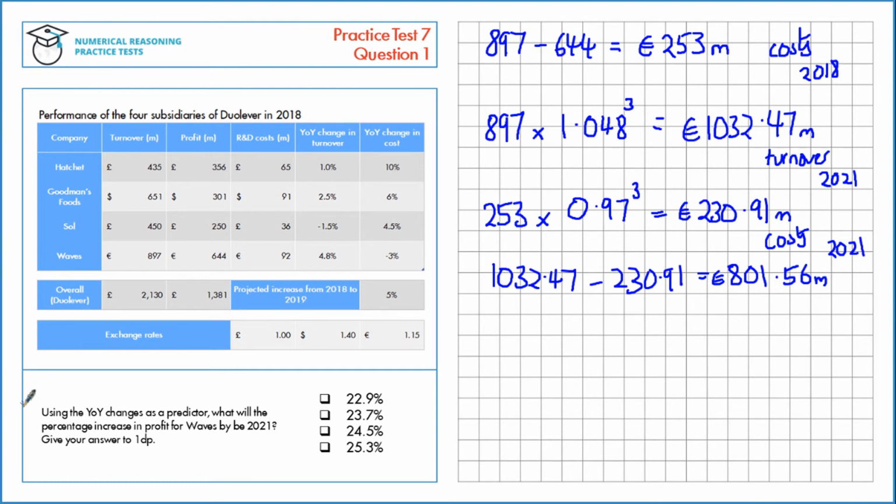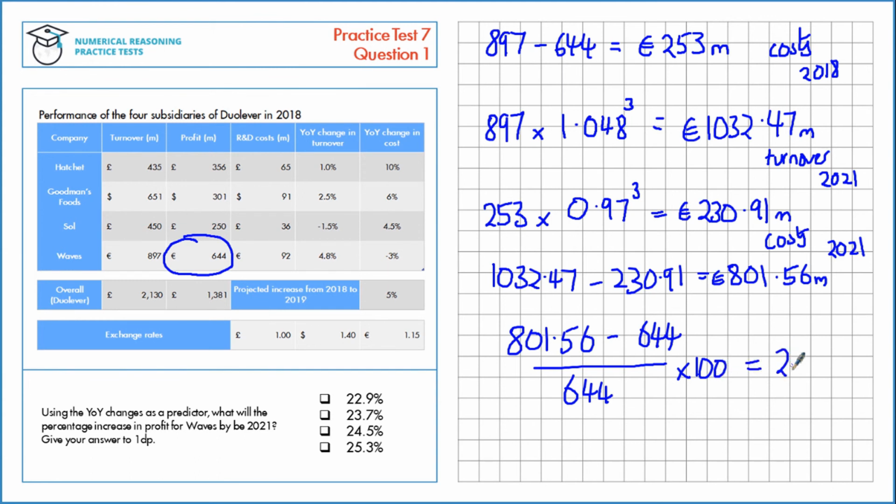Finally, let's calculate the percentage increase in profit. This is the new value here, so we start with that, 801.56. These are all in millions. Take away the original profit, which is here, 644 million, and divide by the original. Then multiply by 100 to express it as a percentage. That gives us 24.5% increase, which is answer 3.